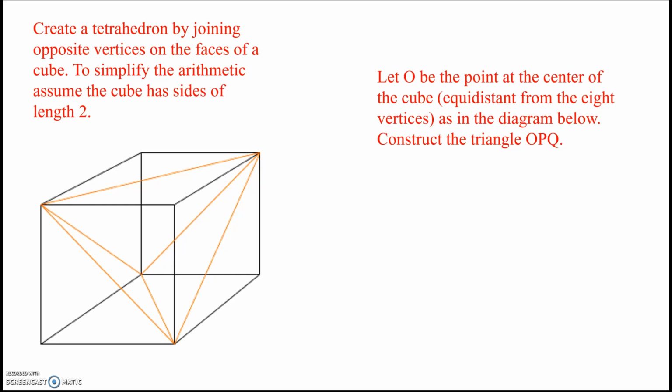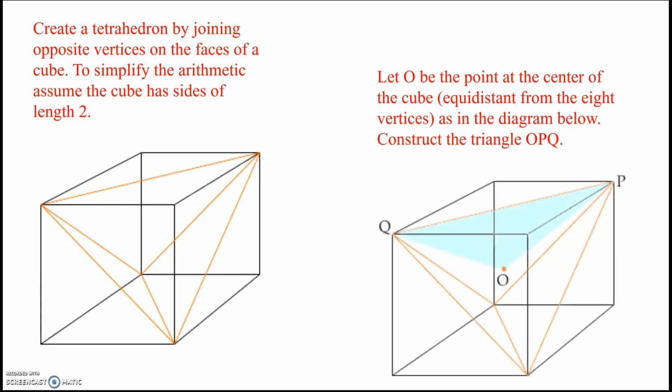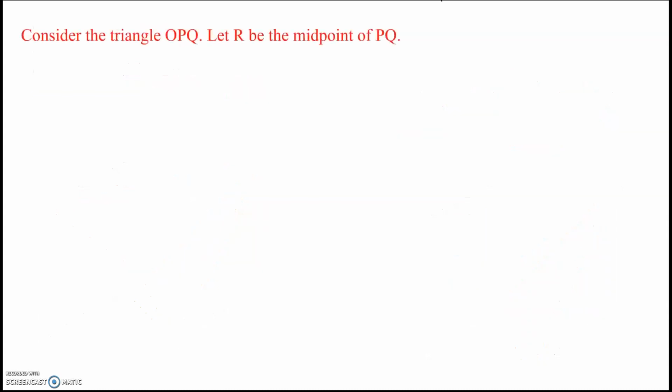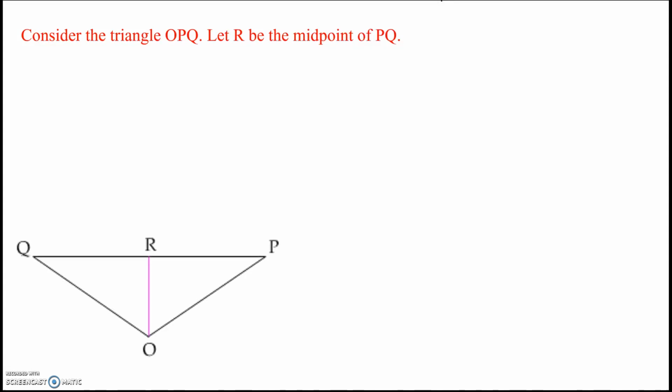So we're going to construct this triangle OPQ. Okay, and so it's going to look like this. O is in the center, and I can construct this triangle OPQ. And I'm trying to find out the nature of these angles. All right, so let's consider this triangle OPQ. And I want to let R be the midpoint of the side PQ.